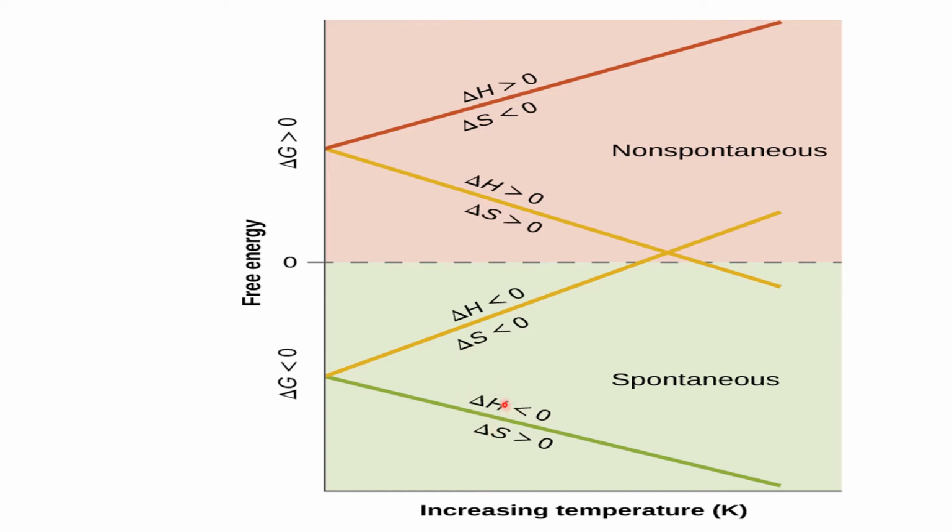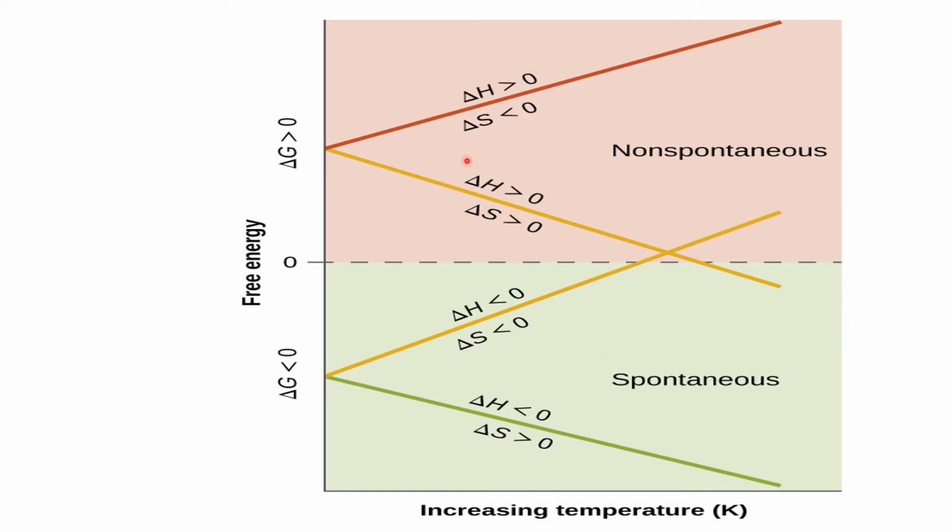So you'll have a negative value subtract a positive value. That's guaranteed to be a negative value. Okay, so the red condition is always going to be non-spontaneous. The green condition down here is always going to be spontaneous, delta G less than 0.